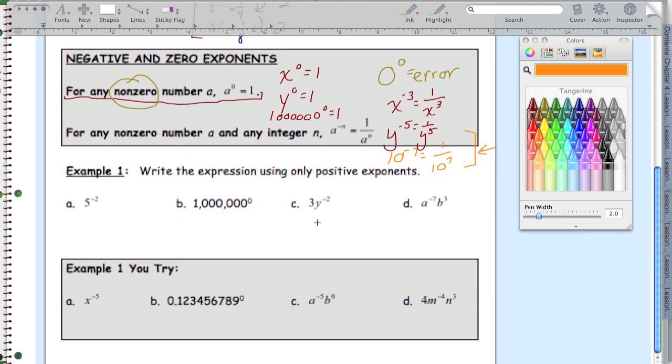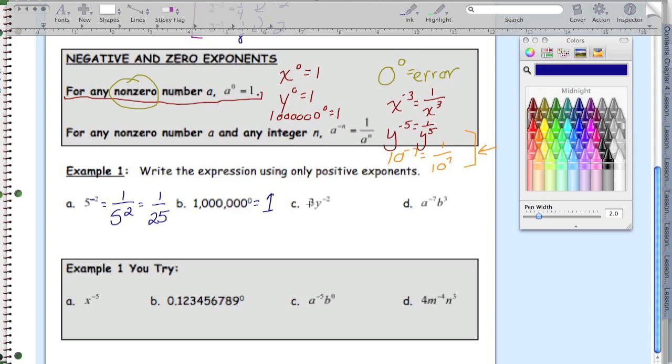Okay, so let's practice with example 1. Write the expression using only positive exponents. Okay, 5 to the negative second is the same as 1 over 5 to the positive second. And we can simplify that if we'd like. But we're really focused right now on just the practice of recognizing that negative throws it to the denominator. Then we have 1 million to the 0, and we said anything other than 0 to the 0 is 1.